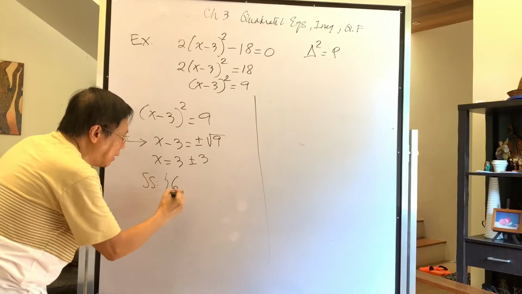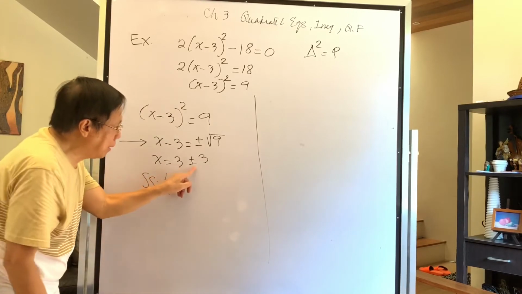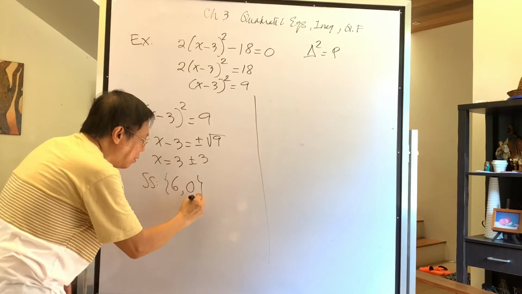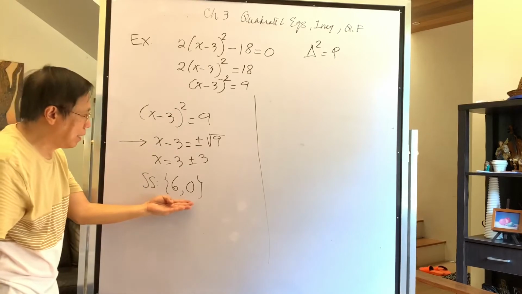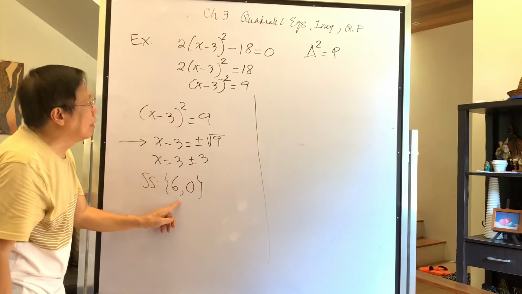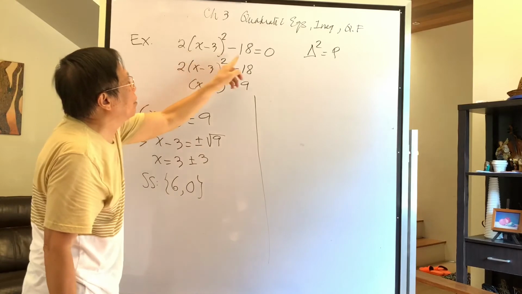That will be a 6. The second root will be 3 minus 3. That will be a 0. So this will be your solution set. These will be the two values that will satisfy this original equation.